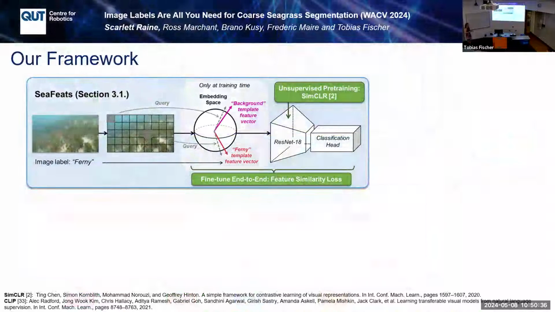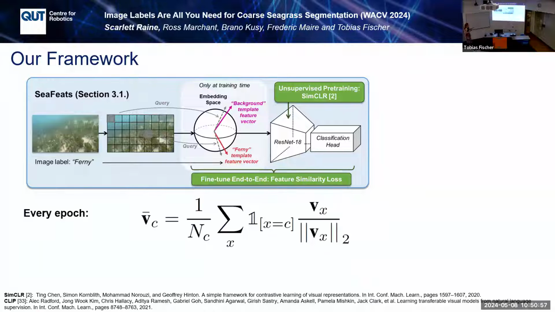So in this work, we contribute 2 complementary classifiers. The first we call C-feats, and this is based on contrastive training and feature similarity. First, we take a ResNet 18 feature extractor and perform an unsupervised pre-training task, using the SimCLR contrastive framework. Once we have our initialized feature extractor, we can calculate a set of template feature vectors for each of the classes that we want to classify.